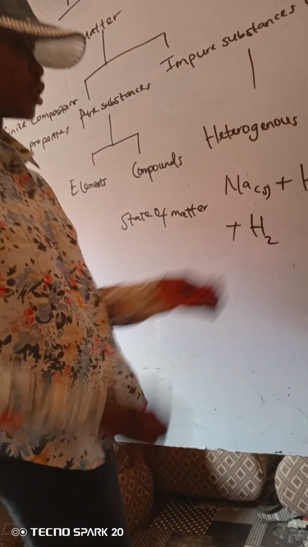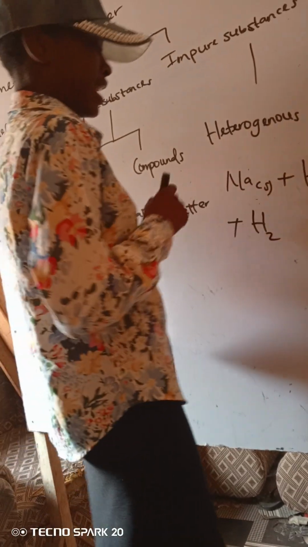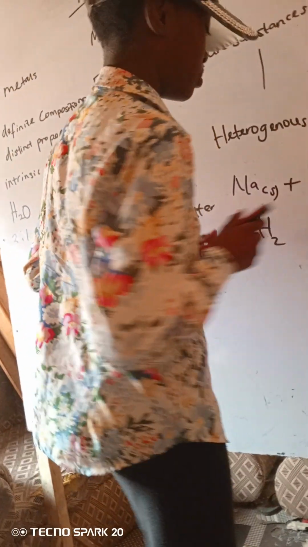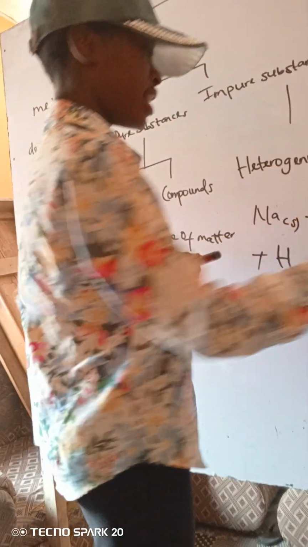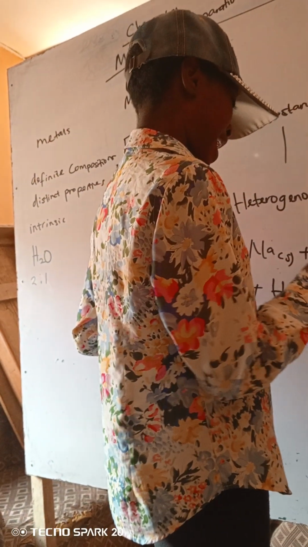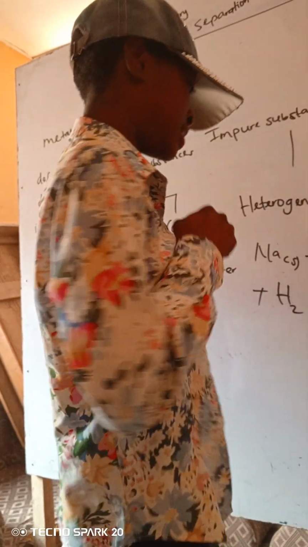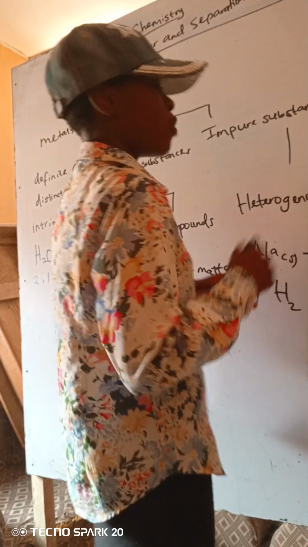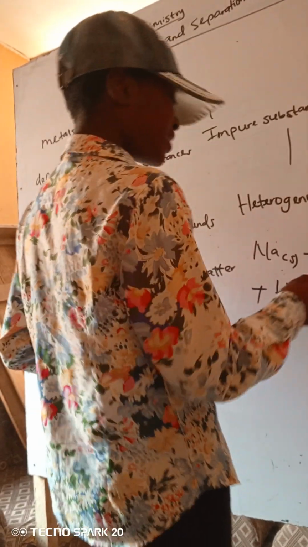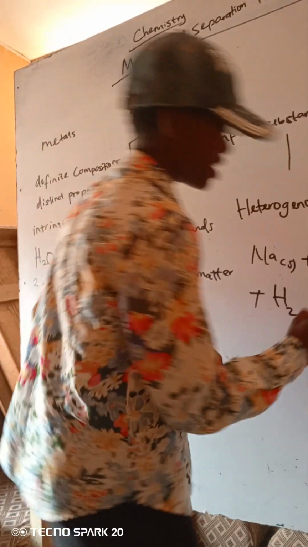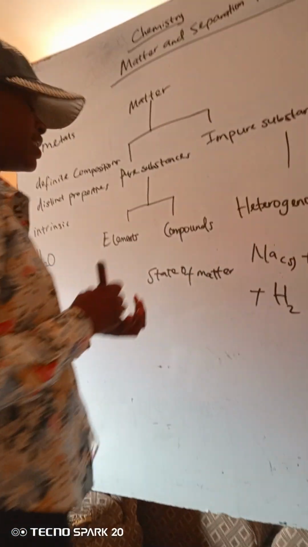Now let's check if this equation is balanced. On the left hand side, we have one sodium. Here also we have one sodium. That means sodium is balanced. Here we have one hydrogen. Here also we have one hydrogen. That means hydrogen is balanced. That means oxygen is balanced. When we look at hydrogen, here we have 2 atoms of hydrogen, and on this side we have 3 atoms of hydrogen. This is not balanced.